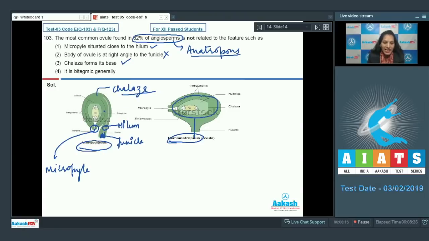Correct. What is bitegmic? Presence of two integuments. So these are two integuments which surround the body of the ovule. Hence, it is bitegmic. So this is also correct. So the correct option for the given question is option number 2. Let's move on to the next question.